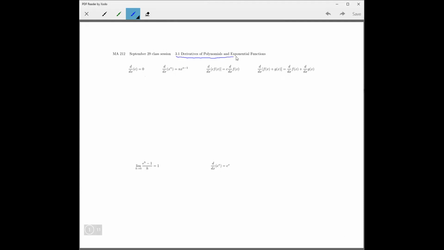Let's get started. We're looking at derivatives of polynomials and exponential functions. Essentially, this one right here is looking at some different shortcut ways to find derivatives. The first one is polynomials. If you have just a constant function, this function here is just a horizontal line, and so the slope is 0 everywhere, so the derivative is going to be 0.